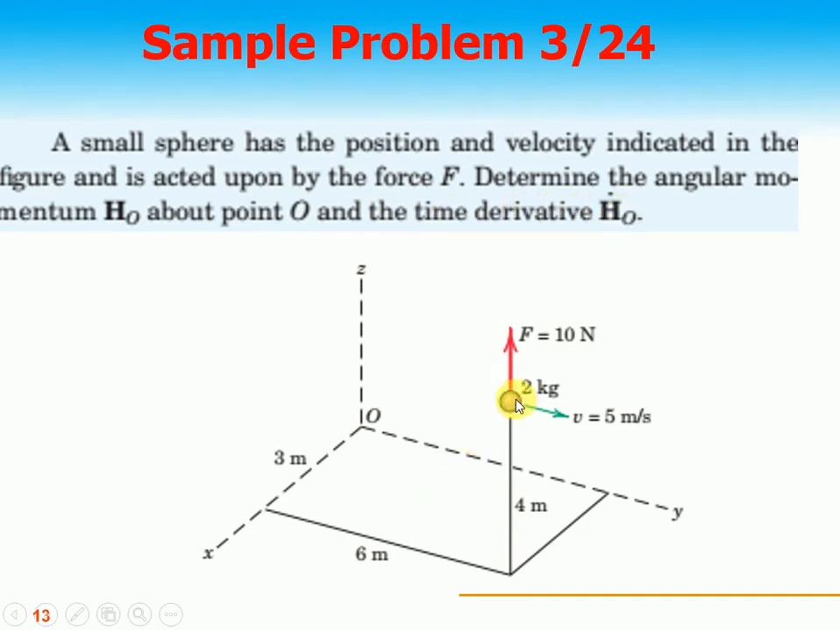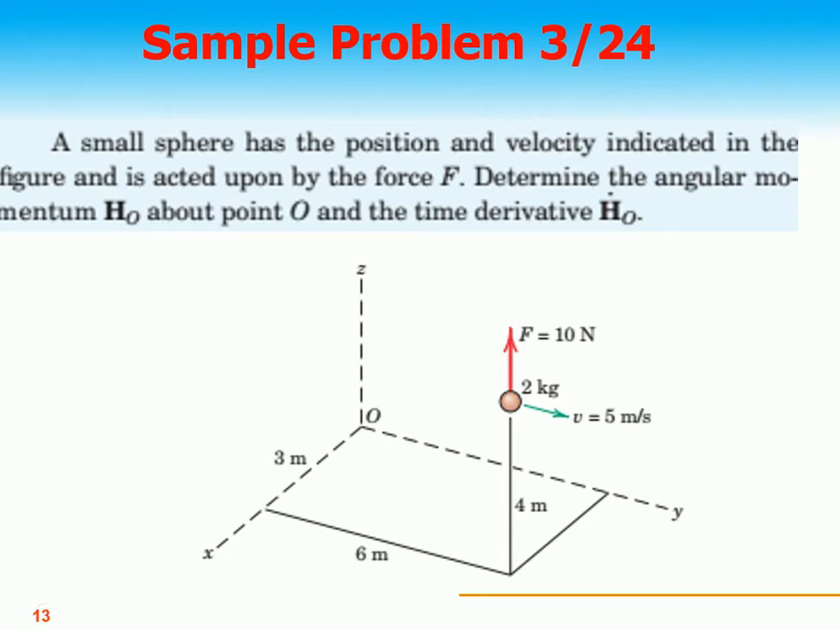So this is the body, applying the force F in this direction, and of course R is the position. If I say the xy coordinate of this object, I can show it very simply, that is 3, 6 and 4. So this is my R. So I will take R cross mv and we can find out the angular momentum.